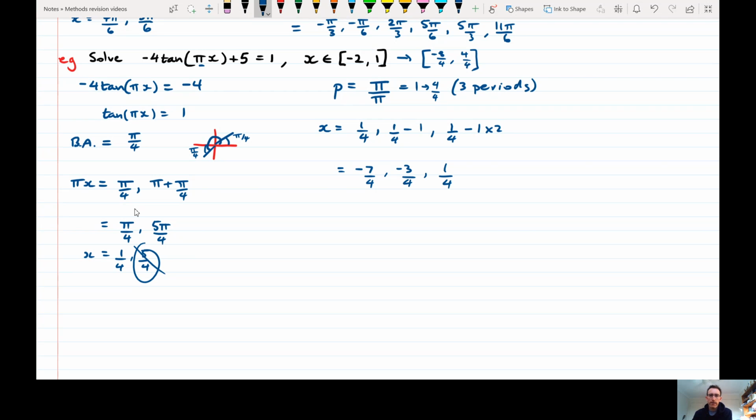If I check this with my domain, if I add 1 to this, I get too big. If I subtract 1 from this, I go outside the -8. So there are my solutions. And that is how you solve circular functions in that particular method. I'll do another video with our second one very soon.